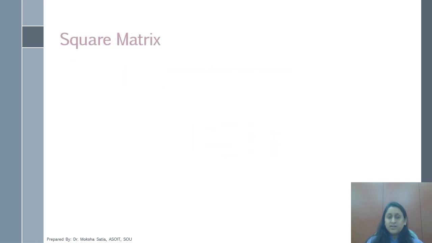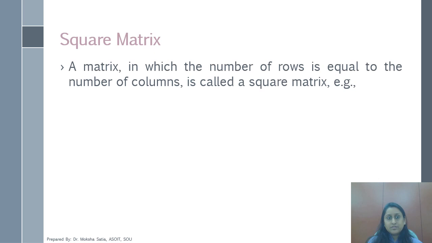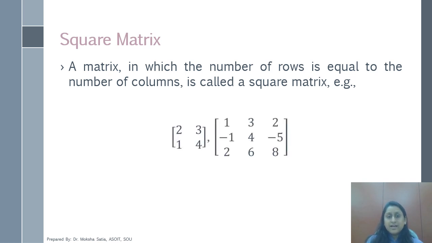Next is a square matrix. Square means a rectangle which has sides of the same size. Here also we have an equal number of rows and columns. So a matrix in which the number of rows is equal to the number of columns is called a square matrix. Now let's take a look at the examples.